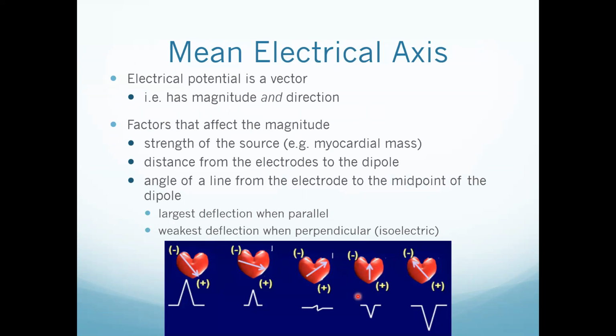So looking at the mean electrical axis itself, when we think of the electrical depolarization that we see on the ECG, be it P wave or QRS, those are all electrical potentials. And electrical potential is a vector. If we think back to what a vector is, it's a force that has both magnitude and direction. That's going to be quite important when it comes to identifying mean electrical axis. Factors that can affect the magnitude are how strong the source is, which is typically a reflection of the mass of the myocardium that the signal is going through. That's why the QRS complex is almost always bigger than the P wave, because the ventricles have much higher myocardial mass than the atria.